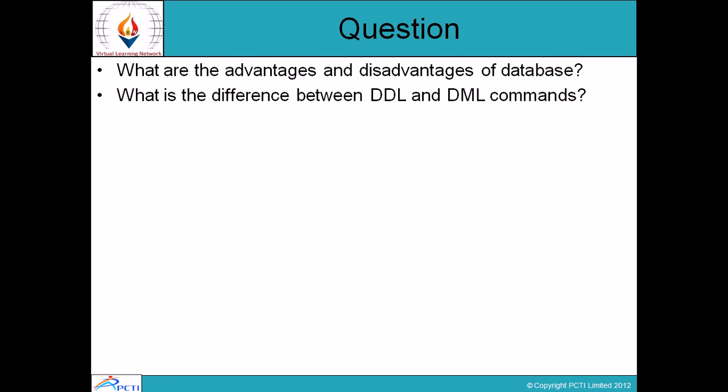These are some exercises which you can do on the above summaries: what are the advantages and disadvantages of the database, and what is the difference between DDL and DML commands.